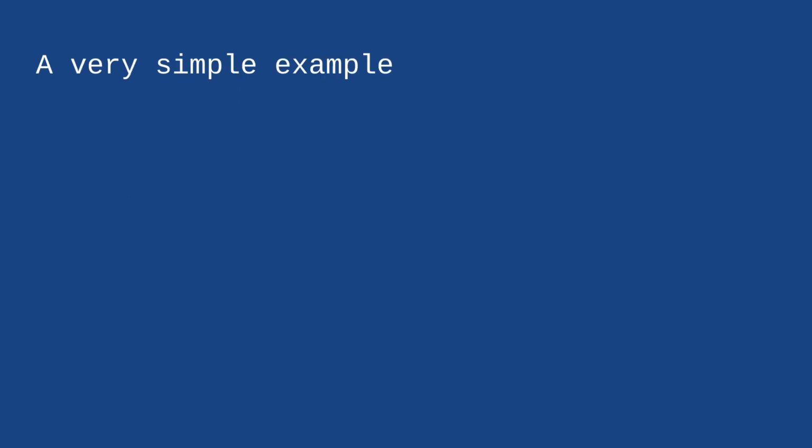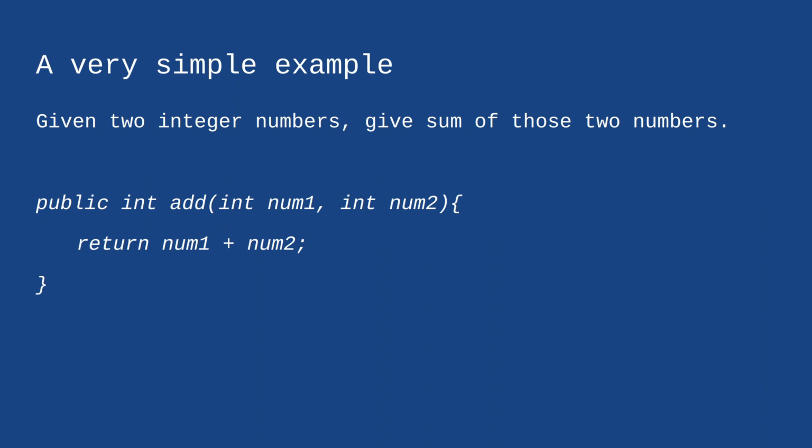So let's take a very simple example of a problem. You are given two integers and you have to find the sum of those two integers. To solve this problem, you would write a simple function where you take two integer inputs, num1 and num2, and return the addition of those two numbers. For all possible integer values, be it negative, positive, or zero, this function will generate correct output. So this is a very simple example of what problem solving means.